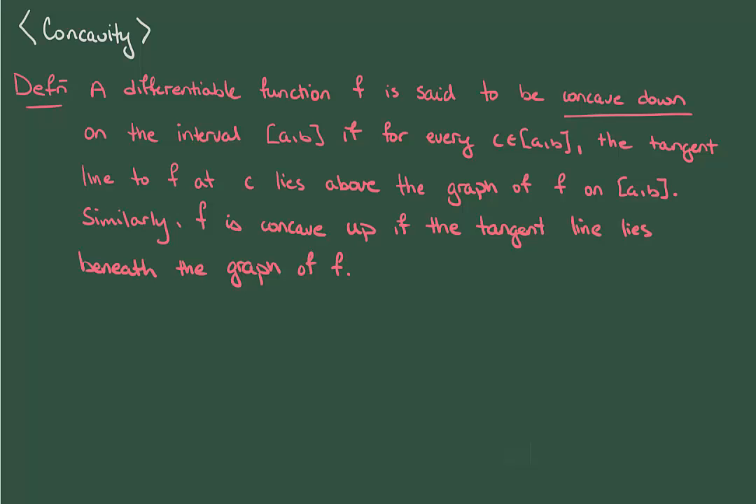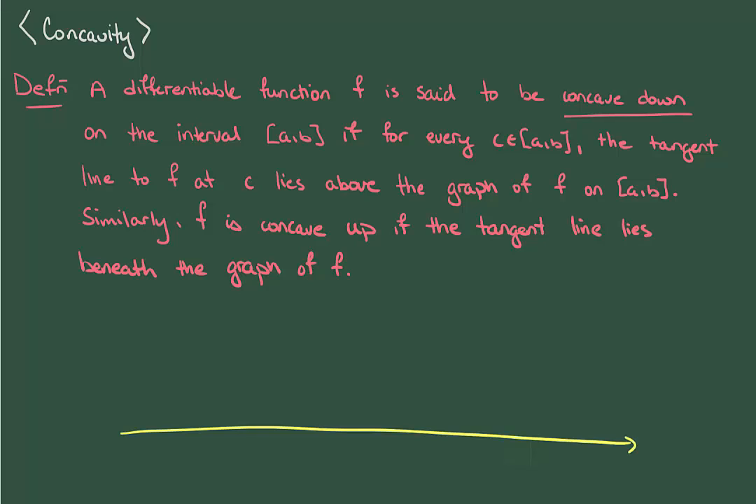Another thing that we can use derivatives to do is to find the concavity of a function. Before speaking to the intuition of concavity, let's give it its proper definition first. A function is said to be concave down on the interval AB if whenever we draw a tangent line on that interval, the line lives above the graph of f. Correspondingly, the function is concave up if every tangent line lives beneath the graph.